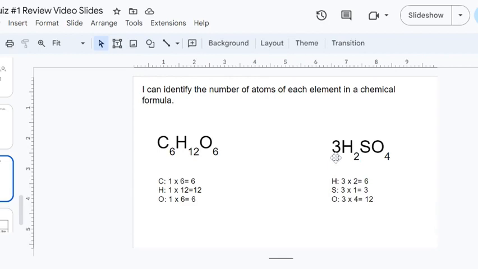Always remember that the coefficient goes with everything that comes behind it. And if there is no subscript or no coefficient, it means that it's an invisible number 1.